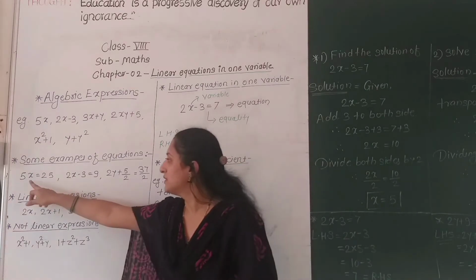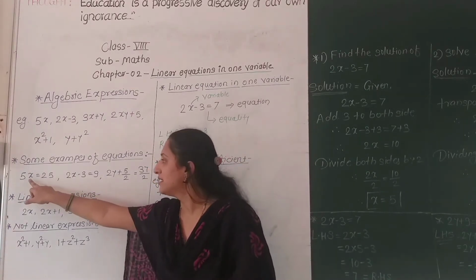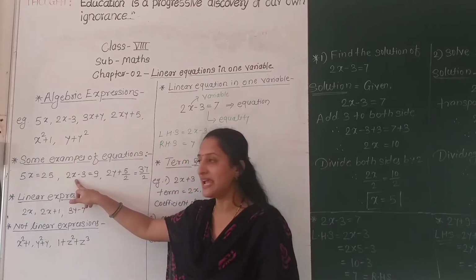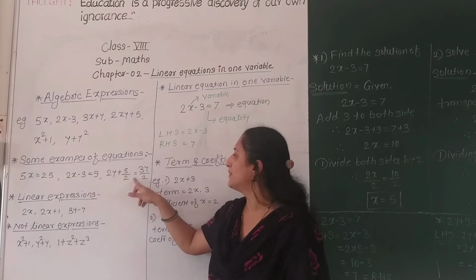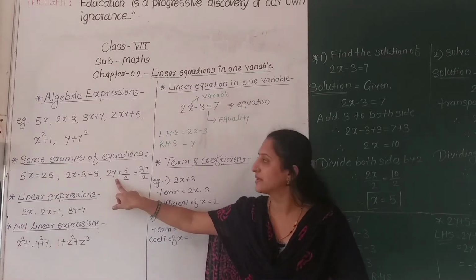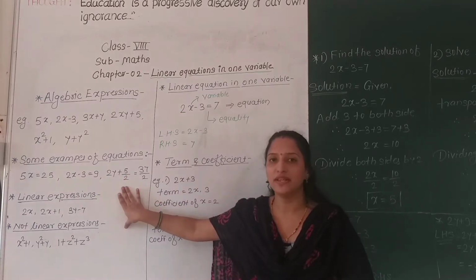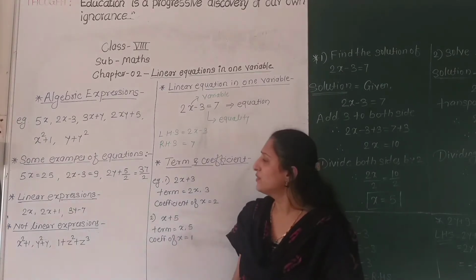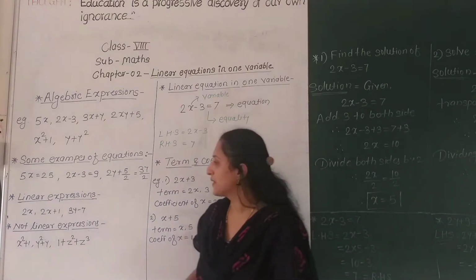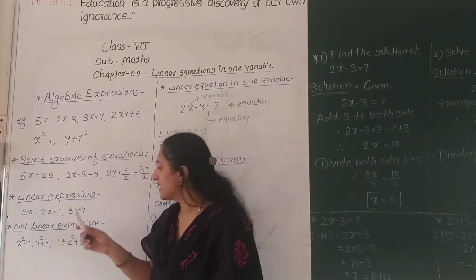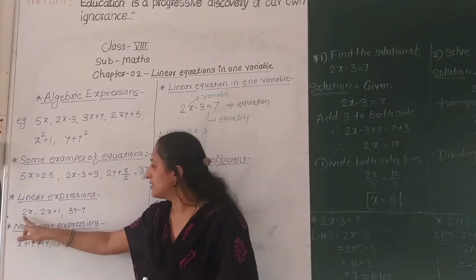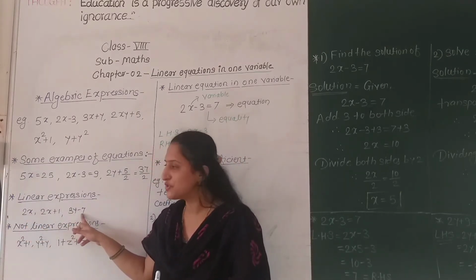Look here, 5x is equal to 25. Here x is the only variable. 2x minus 3 is equal to 9. Here the variable is x. 2y plus 5 upon 2 is equal to 37 upon 2. Here only y is the variable. So in an equation only one variable is used. Now when do we say these algebraic expressions are linear? Look at 2x plus 1, 3y minus 7. Here only one variable is used in each of the expressions.